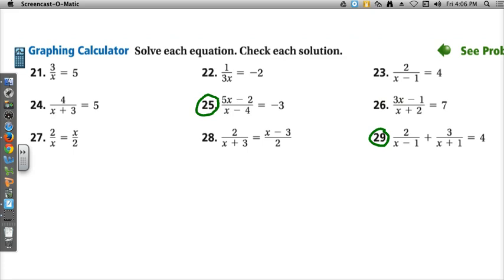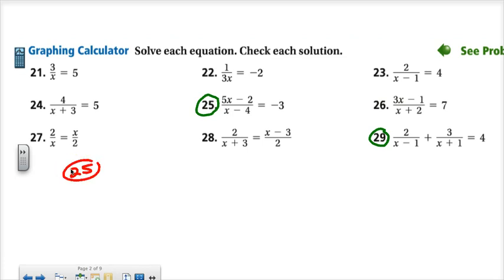Looking at number 25, there are a lot of different ways to go after this problem, but as we talked about in class, usually I will just choose to cross multiply, something like this. And again, note, even though it says graphing calculator up there, we are not using our graphing calculators to solve these. We are solving these by hand.